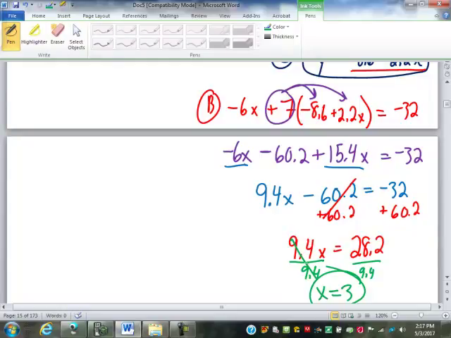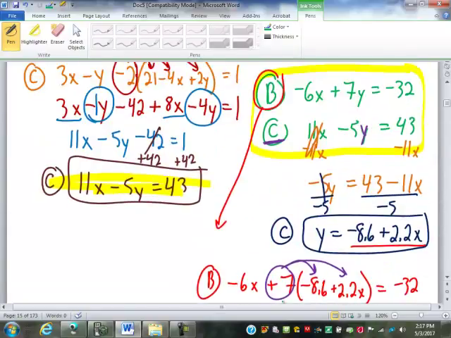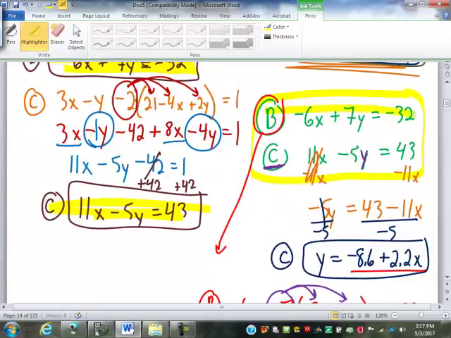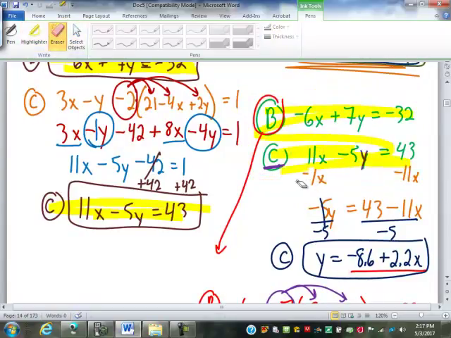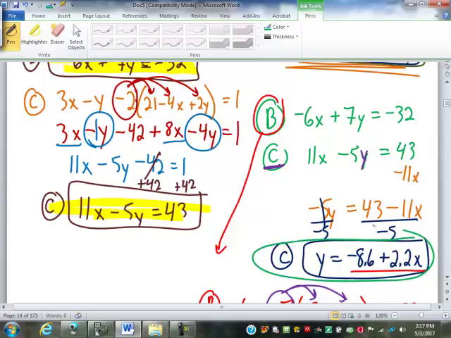So now that I have x equals 3, I have to go back and find my other variables. I have to go back to the 2-variable system here. I can use either one of those now that I know that x equals 3. I'm going to use equation C, the bottom one there. In fact, I'm going to use this version right here because I've already got it solved for y. Y is equal to negative 8.6 plus 2.2 times x, and x is 3.